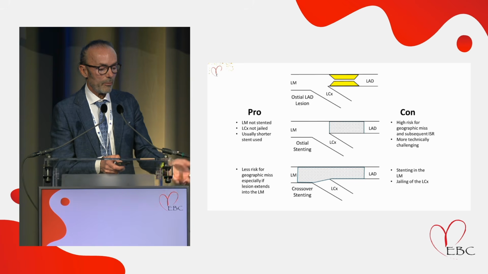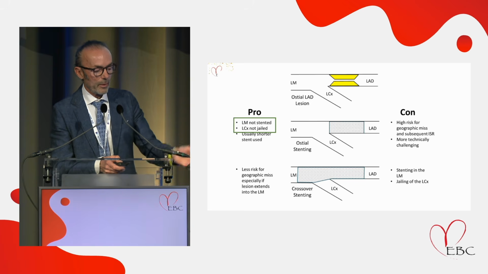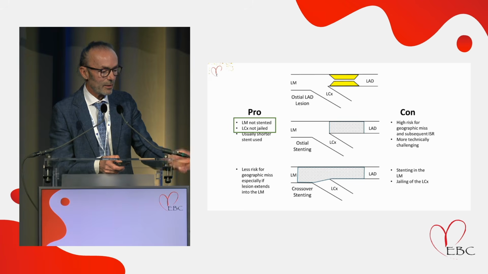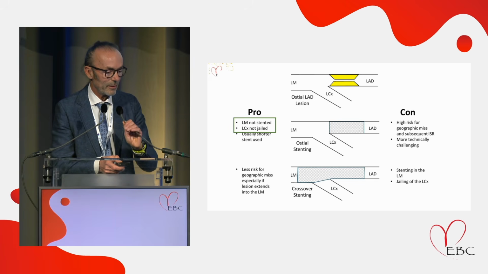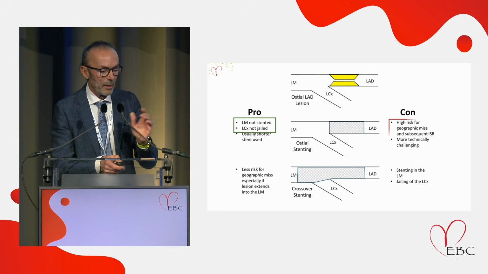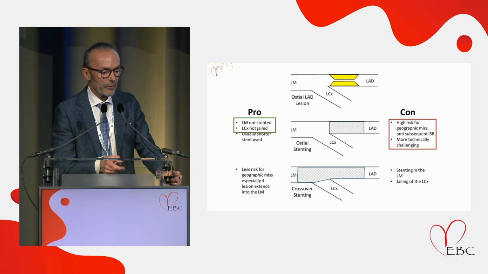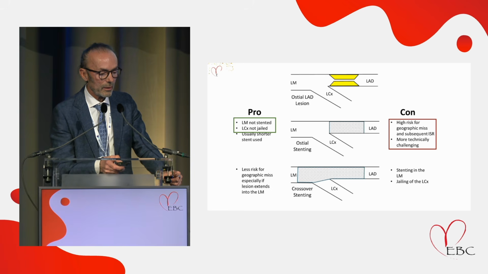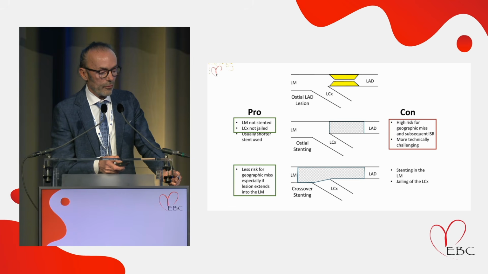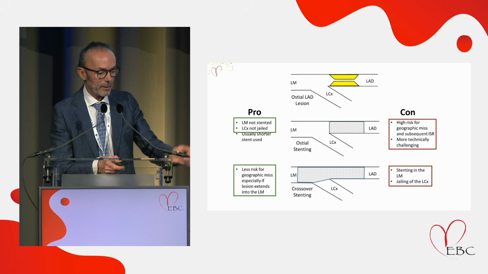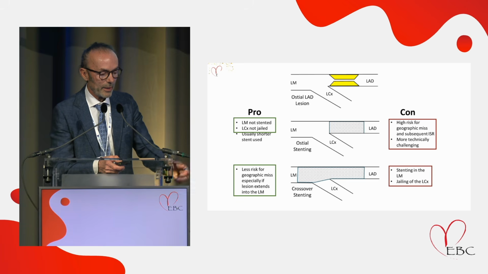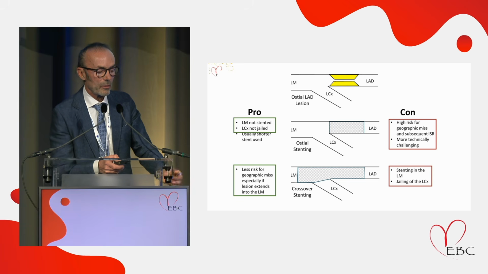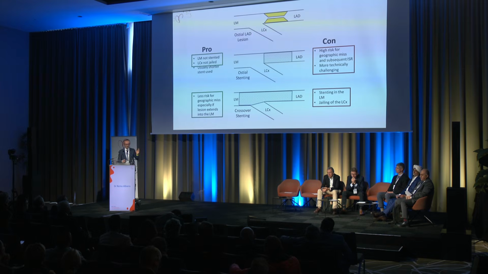Pros and cons of both. If you do ostial stenting, the left main is not stented, the circ is not jailed. The contrary is the risk of geographic miss and stent stenosis or stent thrombosis. If you do the crossover, there is less risk of geographic miss, but it is the contrary of the pro: you stent the left main, you jail the circ. So the operator is always with these two.